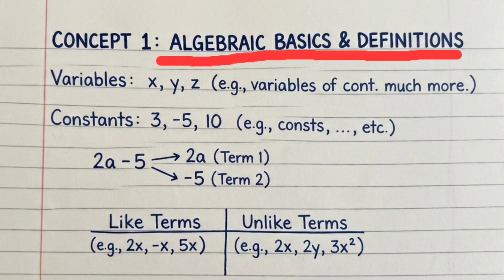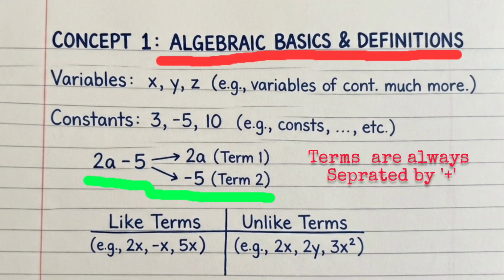So when we combine variables and constants, we will get an algebraic expression. Suppose we have here 2a minus 5. So this is our algebraic expression. Now how to get the terms of algebraic expressions? The terms are always separated by plus. So here in 2a minus 5, we have the terms as 2a and minus 5.